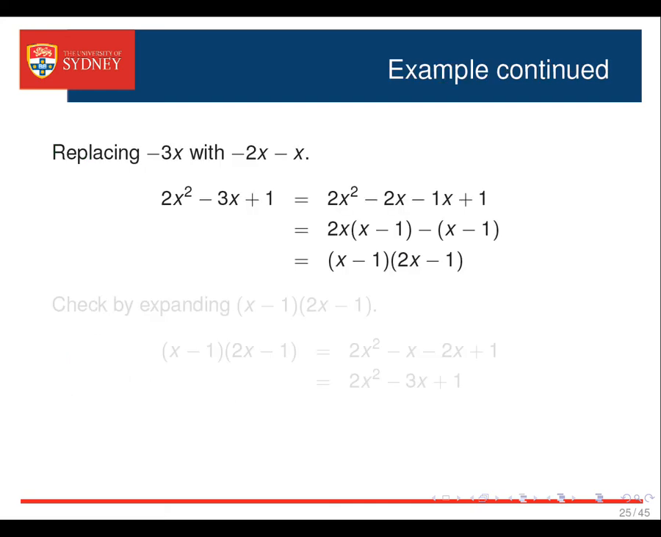We then replace minus 3x with minus 2x minus x. Notice how this does not change the expression. Next, we factorize the first two terms and the last two terms separately. Then we take out the common factor x minus 1 to get x minus 1 times 2x minus 1.